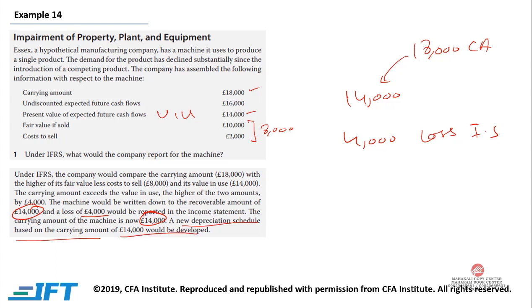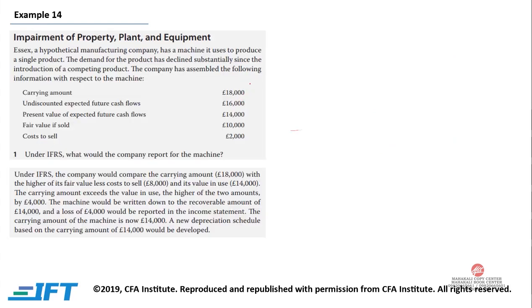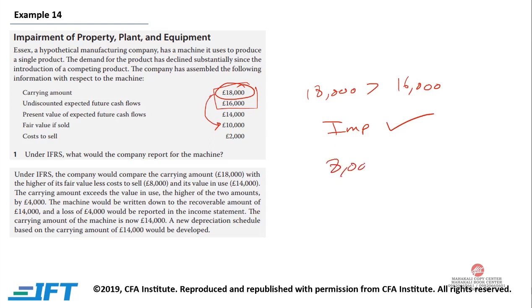Under US GAAP, what would the company report for the machine? So under US GAAP, we compare carrying amount with undiscounted expected future cash flow. So over here, undiscounted expected future cash flow is lower. So 18,000 is higher than 16,000. So it means that impairment will take place. There will be impairment and we will go from 18,000 to your fair value, that is 10,000. So there is a loss of 8,000 that will take place. There is a loss of 8,000 that will be reported in the income statement.